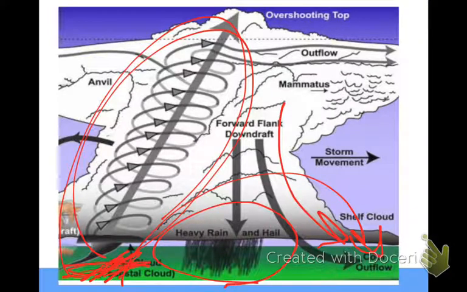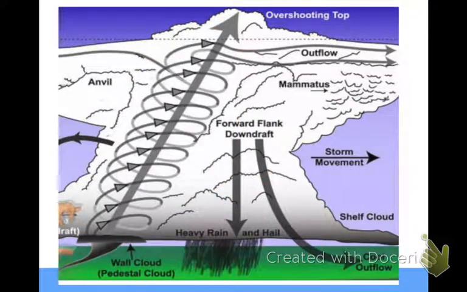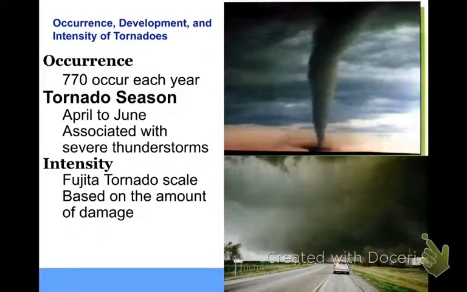I do have some tornado video footage I'm going to show you. I have a video of that that's kind of interesting. But before we get to that, I want to talk to you about the occurrence of tornadoes. So there's roughly about 770 tornadoes a year. That's just on average. So we have a lot more thunderstorms than we do tornadoes.